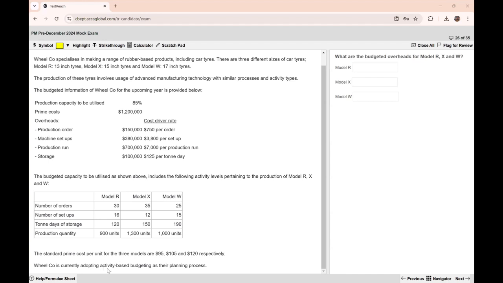Wheel Company is currently adopting activity-based budgeting as their planning process. So, this data is given to you, and now we have to solve the questions given here. The first question is, what are the budgeted overheads for model R, X, and W? Let us come to Excel to solve.